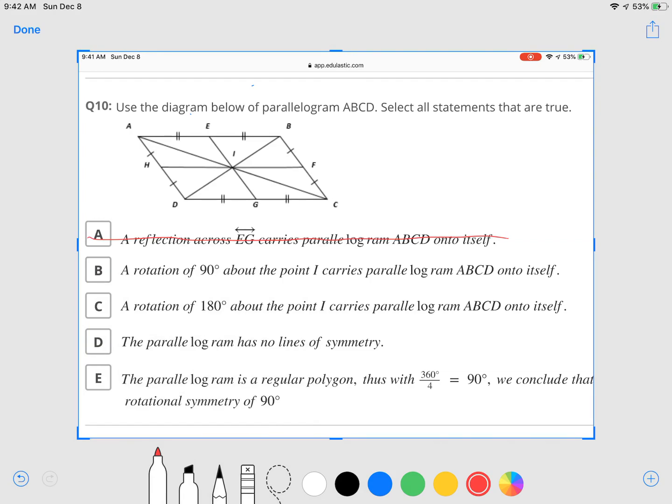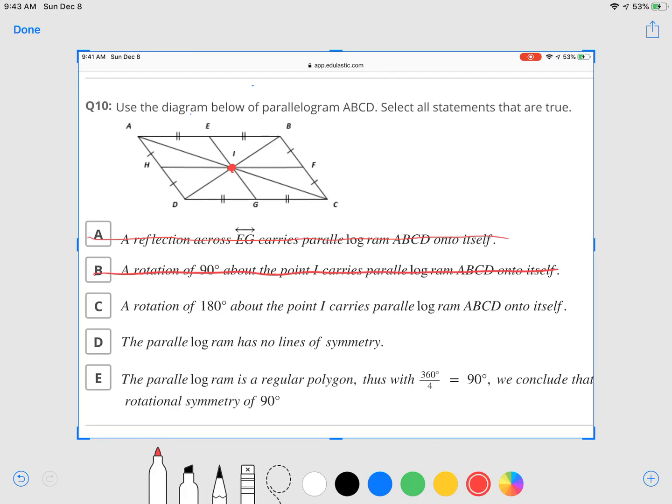Option B says a rotation of 90 degrees around this point. That will not work. I don't know the exact orientation, but it'll be a little bit longer up and down rather than left and right. So that won't work. Okay, let's look at option C.